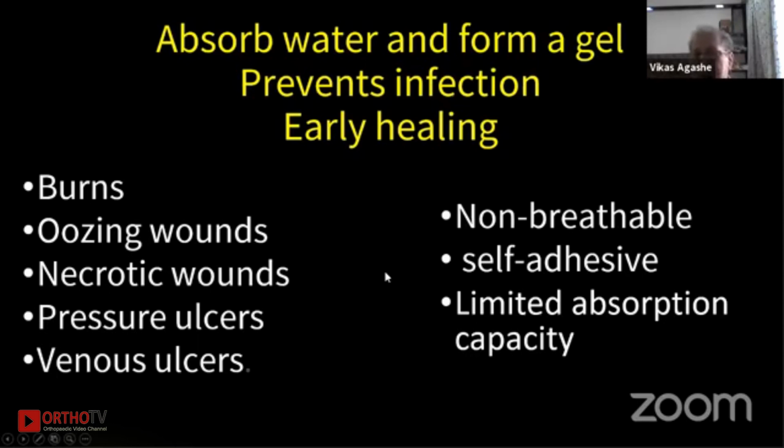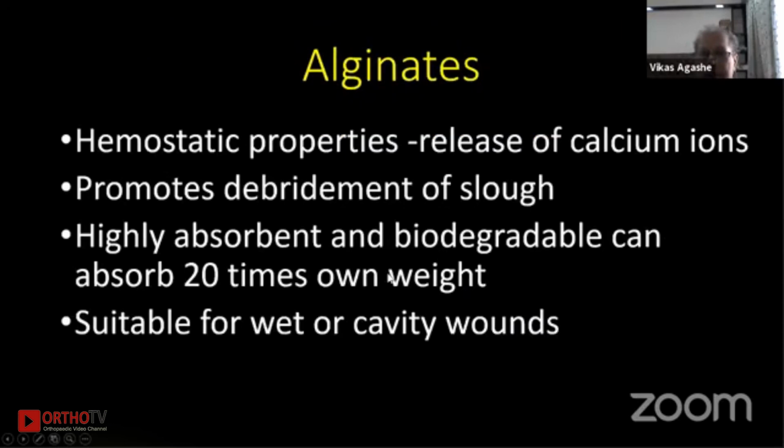They're self-adhesive, but if the wound has a lot of discharge, then they may not be very useful because they have limited absorption capacity. Alginates have hemostatic properties. They promote debridement of slough. They are highly absorbent and biodegradable, and they can absorb a lot of exudate. And they're really suitable for wet or cavity wounds.